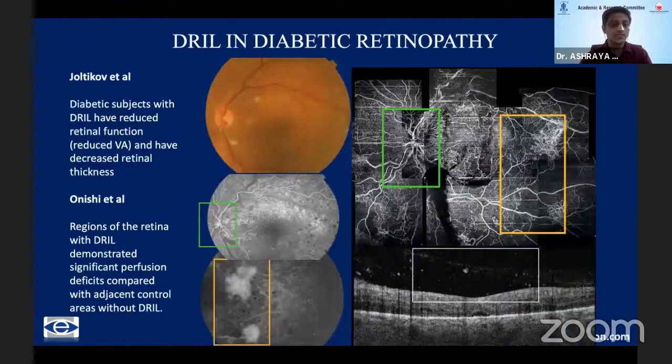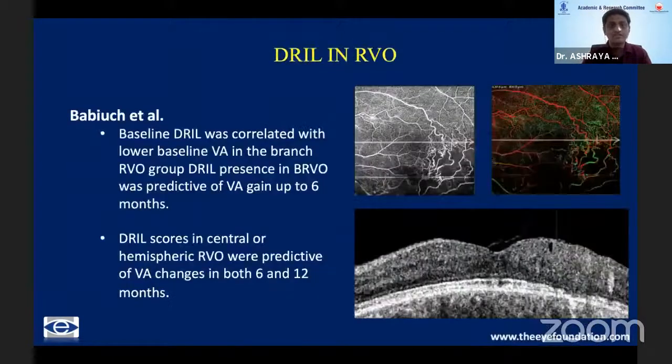So DRIL was described in diabetic retinopathy also. Joltikov et al. studied patients with diabetic retinopathy and showed reduced retinal function is associated with reduced retinal thickness. And Onishi et al. showed that regions of the retina with DRIL demonstrated significant perfusion deficits compared with adjacent control areas without DRIL. DRIL can also be seen in other entities like branch retinal vein occlusion.